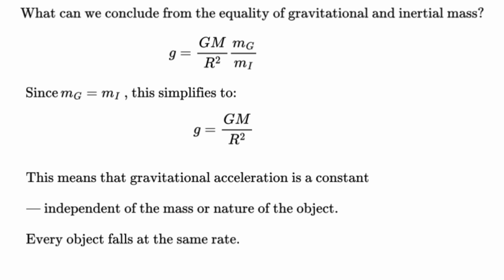What can we conclude from the equality of gravitational and inertial mass? Since m_g equals m_i, this simplifies to this means that gravitational acceleration is a constant, independent of the mass or nature of the object. Every object falls at the same rate.